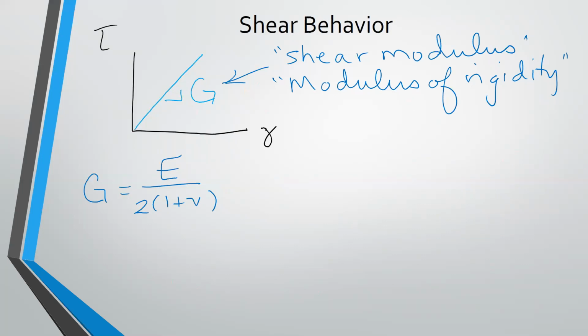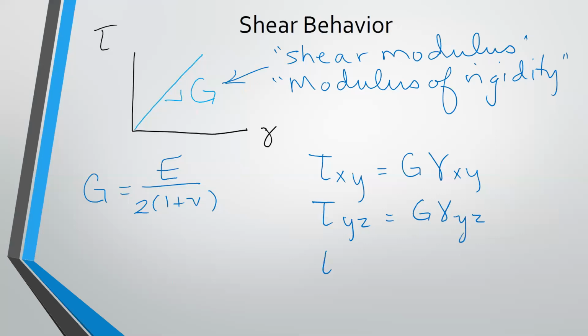Another thing to note is that the Poisson effect only applies to normal behavior, not shear behavior. So that means that these shear components are independent of each other. So if we have tau xy, and that's equal to G times gamma xy, there is no interrelationship between the other stress and strain components. So each of them has a unique equation.